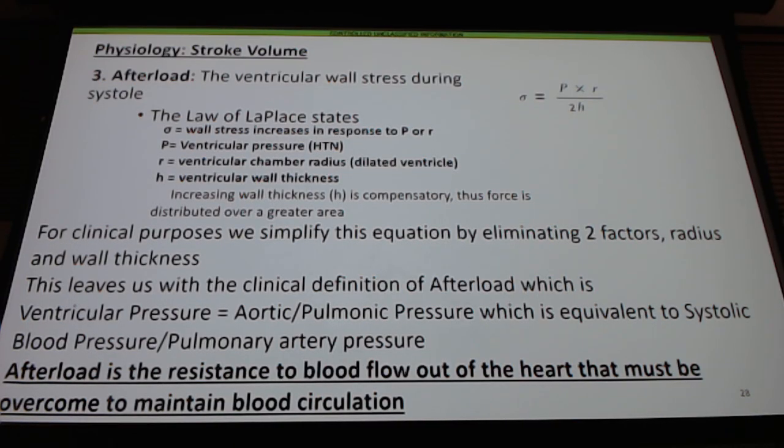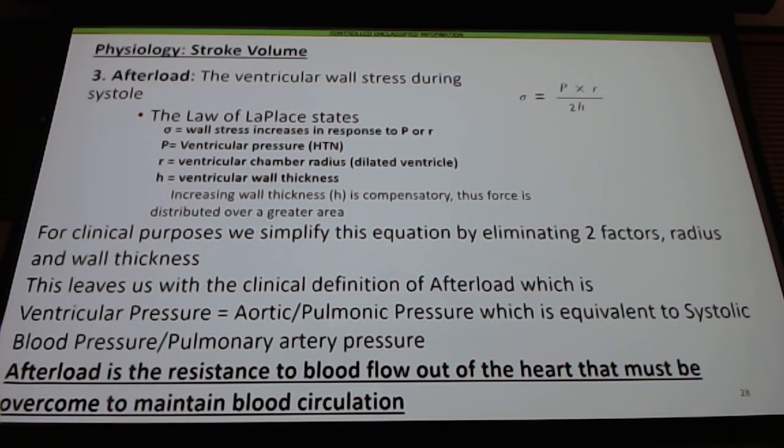Then we talked about the final factor in the stroke volume, which is afterload. That Laplace law equation seems complicated. I'm not going to give you that to calculate stuff, so please don't memorize this. But basically think of your afterload as your blood pressure. Clinically, we can simplify this equation down to blood pressure, okay?